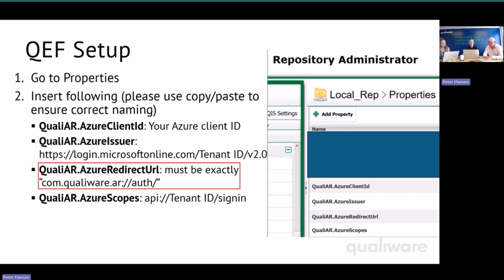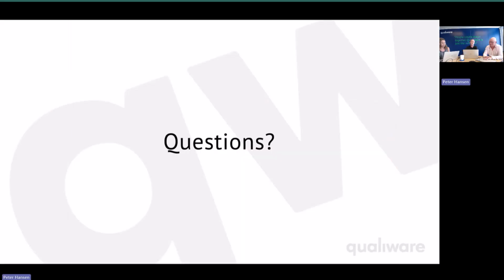The Asia redirect URL will be removed from this step in the near future, but for now, please keep it. All right. Maybe that was a little bit fast, and of course all this is in the documentation on the COE, but if you have any questions, then please let me know now.